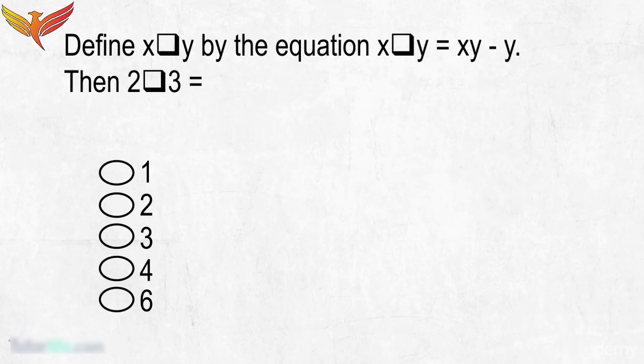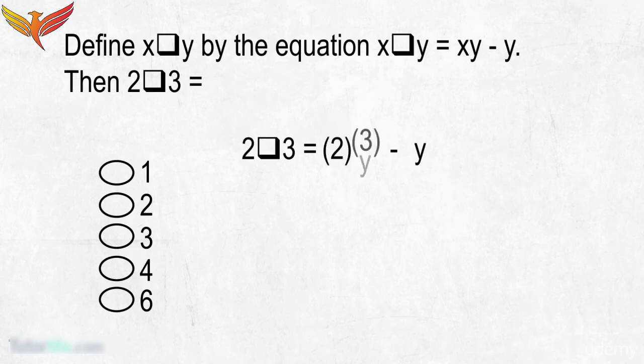Define x squared y by the equation x squared y equals xy minus y. Then 2 squared 3 equals... For this problem, all you have to do is plug in the values to the corresponding spots. So 2 would replace the x, and 3 would replace the y's. Solve using order of operations, and you will get 3.